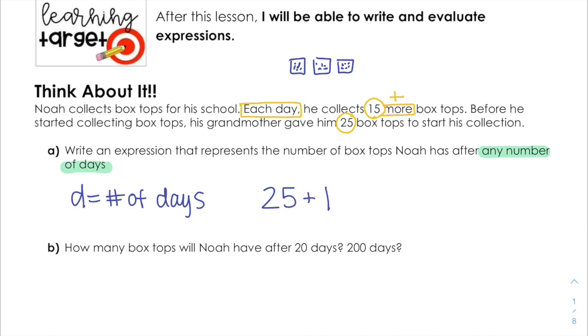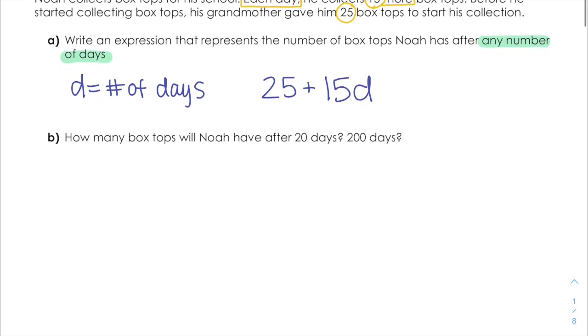Well, I could multiply. I could take 15 and multiply that by the number of days. So this would be 1 day, 2 days, 3 days, right? If it was 1 day, he would have 15 plus his 25. If it was 2 days, he would have 30 plus that 25. 3 days, it would be 45 plus that 25. So as we add up the days, we're skip counting by 15. In other words, we can multiply 15 by the number of days, because 15 times 1 is 15, 15 times 2 is 30, 15 times 3 is 45. So we're multiplying 15 by the number of days.